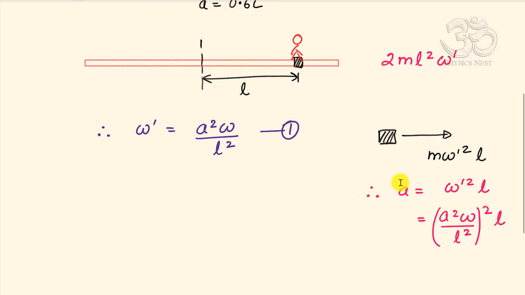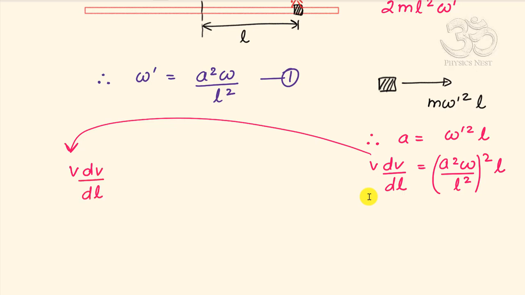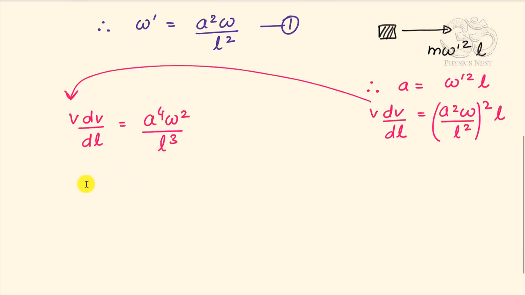And because the acceleration is in terms of a distance, I will try to write this as v dv by dl instead of saying that it is dv by dt, right? So v dv by dl. So the final equation that you are going to get for the acceleration of this bead looks like v dv by dl is equal to a power 4 omega squared by L cube. There is a L power 4 and there is a L in the numerator, so L cube, and then you will have to integrate this.